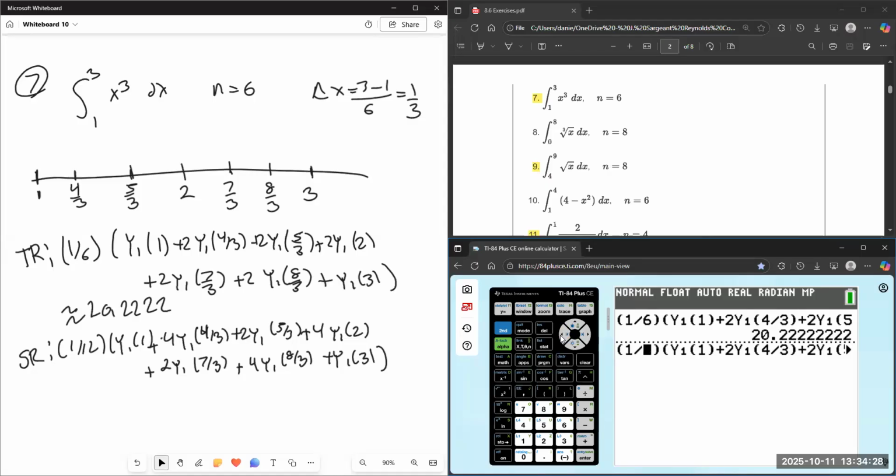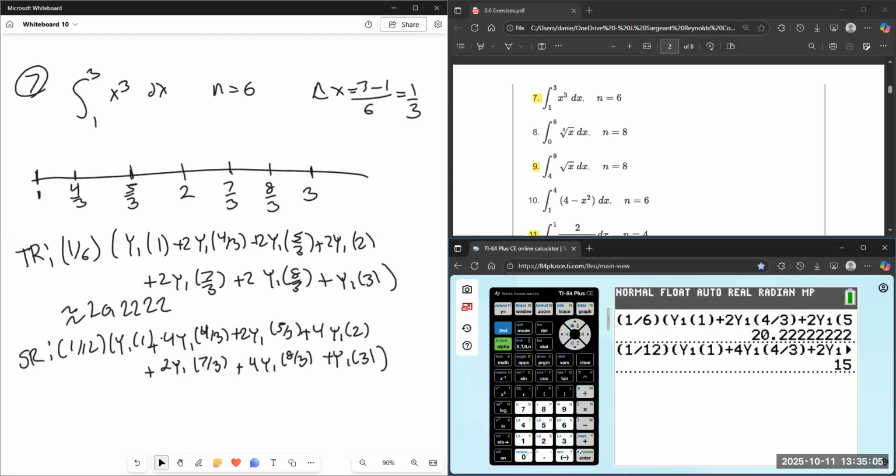If you can't go over the row and highlight it like I just did, you can hit second entry and it should pull it back up for you in your calculator. So make that a 1/12. Make this 2 a 4. Keep that a 2. Make that a 4. Keep that a 2. Make that a 4. And then keep that a 1.